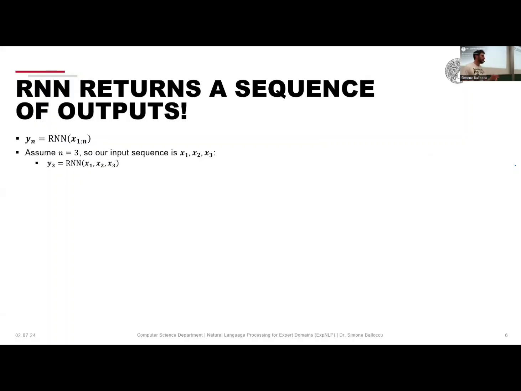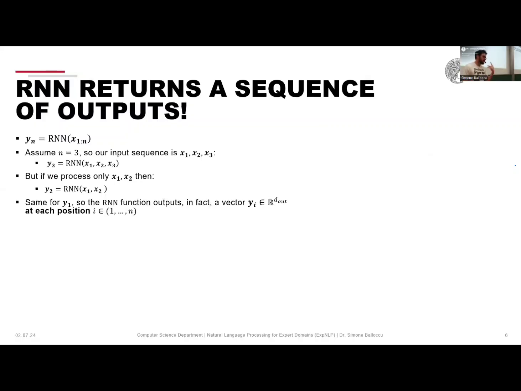But if I don't process the last element, if I process only x1, x2, then I can also process those two elements, and I can get y2 equals this mysterious RNN function applied to only x1 and x2. It's the same for y1, right? And the same for y4 if we have more than 3 elements.